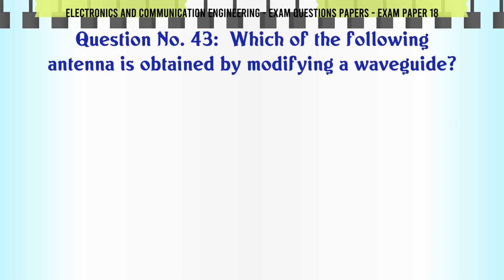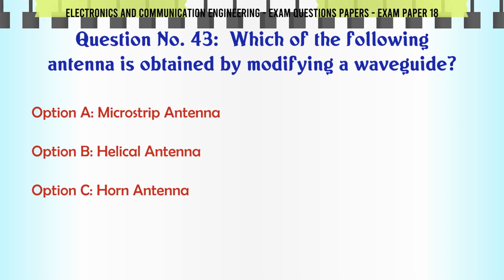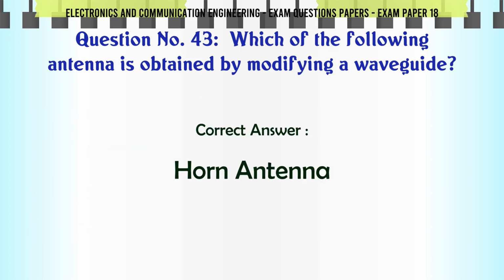Which of the following antennas is obtained by modifying a waveguide? A. Microstrip antenna, B. Helical antenna, C. Horn antenna, D. Dipole antenna. The correct answer is horn antenna.